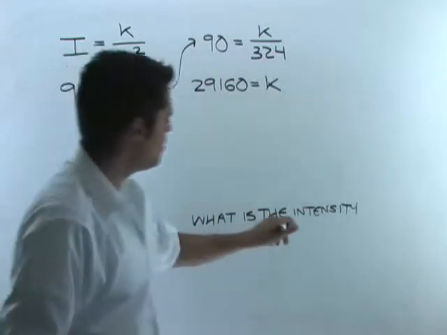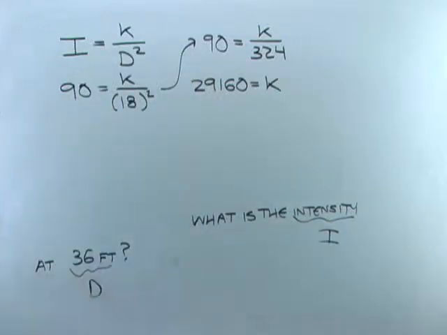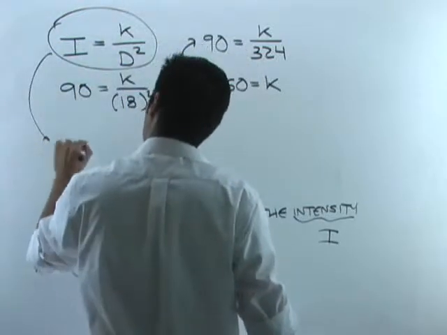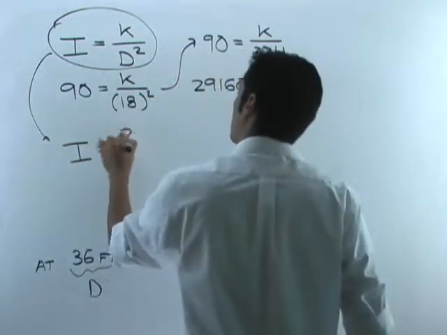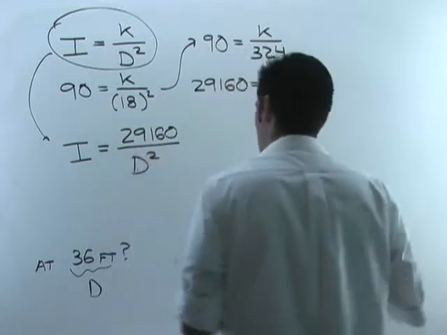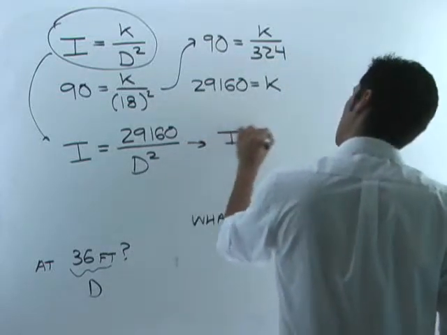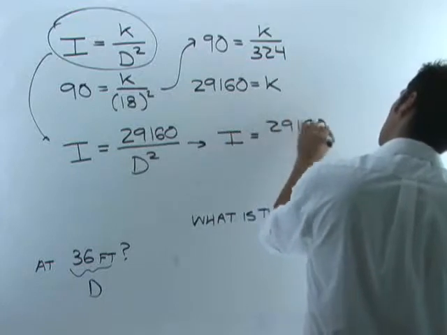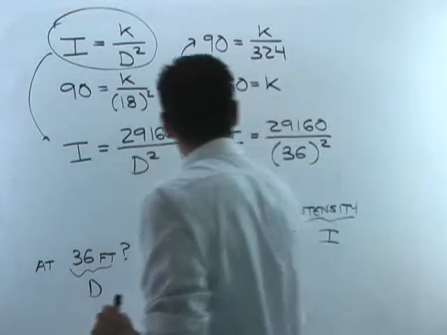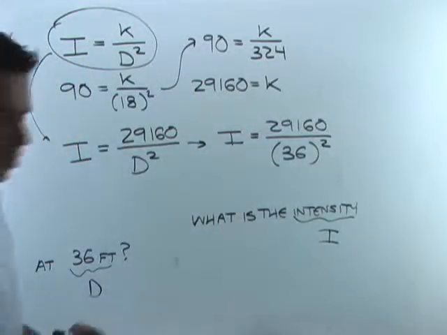So here intensity is what we want, right? We want to know what I is, and we're given this is d, our distance. Now what we can do is we can go back to the original equation. We can now determine that the intensity will always be our constant 29,160 over our distance squared. We will replace our distance with 36. So the intensity is 29,160 over 36 squared. And let's see what happens there when we square 36. We get 1296.